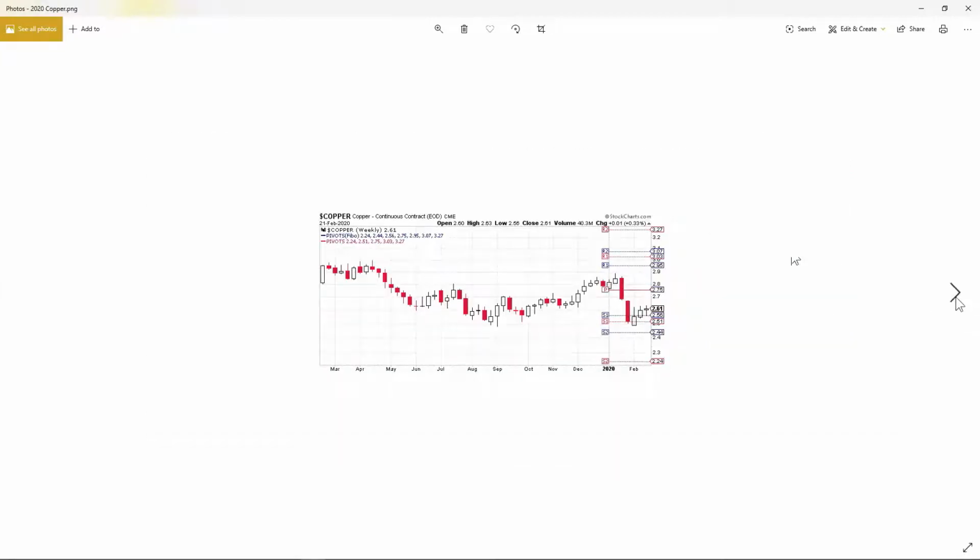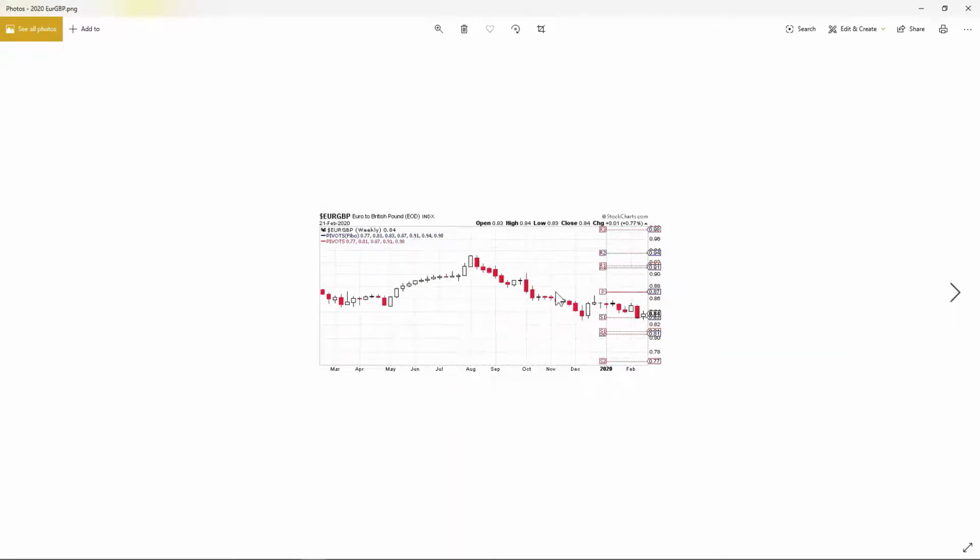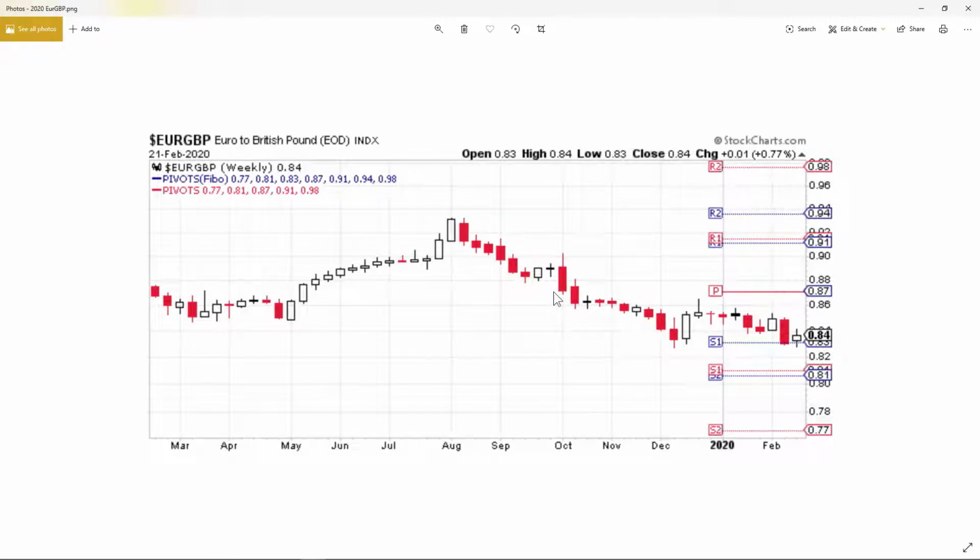Okay. Let's look at corn. Corn's got a bearish bias this year. It's below the yearly P at 399. It's probably going to come down to 351 or 330. Be a good buy down there. Here's Euro pound. Euro pound, currently testing its yearly S1 pivot right here at 83 cents. May go back up to the yearly P at 87 cents.